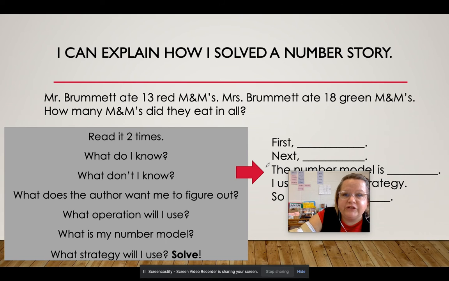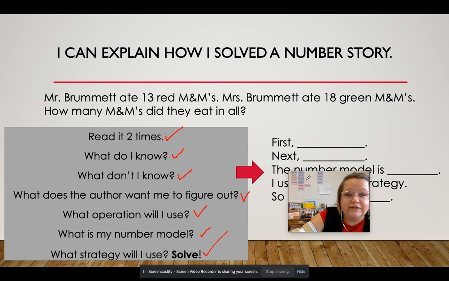Mr. Brummett ate 13 red M&Ms. Mrs. Brummett ate 18 green M&Ms. How many M&Ms did they eat in all? So I read it 2 times. Check. I wrote that I know that Mr. Brummett ate 13 and Mrs. Brummett ate 18. I didn't know how many they ate in all. They wanted me to figure out how many in all. I used addition. My number model was 13 plus 18 equals question mark. And I used base 10 to solve.